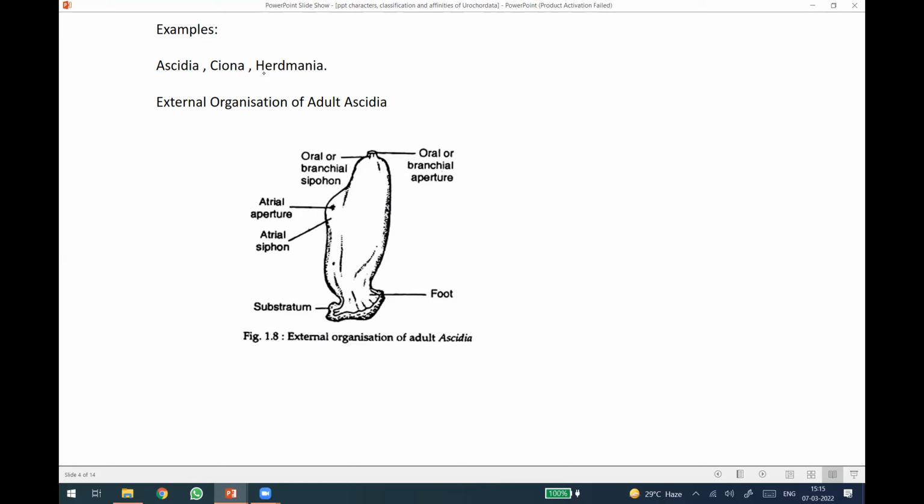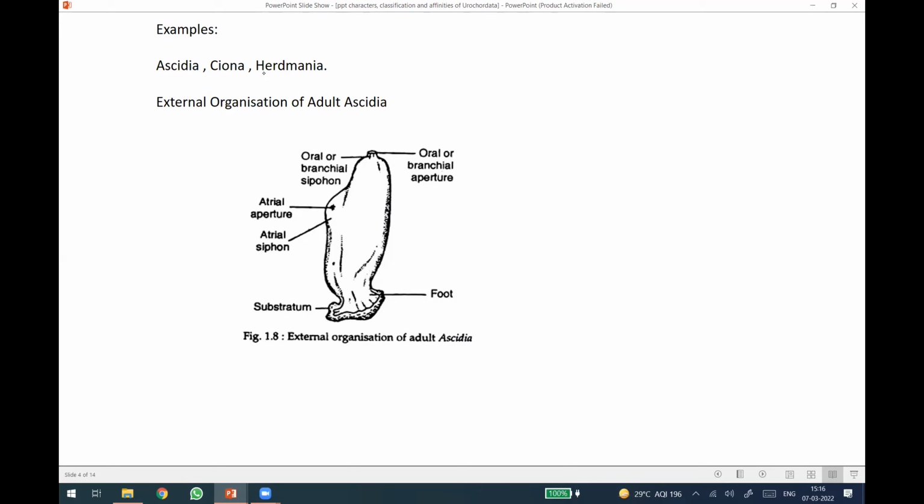But this figure is a diagrammatic representation showing all parts of Herdmania, an adult Ascidia. The body is covered by a tunic. That is why they are also called Tunicata. This tunic is composed of a protein, tunicin, and a polysaccharide similar to plant cellulose. A polysaccharide like plant cellulose together with the protein tunicin makes up the tunic. Hence the animals are also called tunicates.